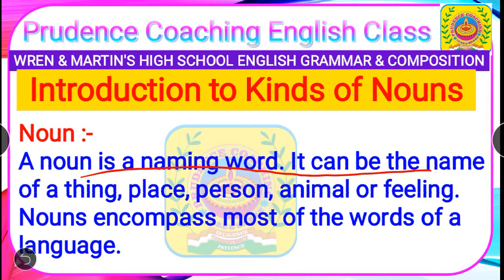A noun is a naming word. It can be the name of a thing, place, person, animal, or feeling. Nouns encompass most of the words of a language. So this is the definition of a noun. So students, right now we know what a noun is. Noun basically means a naming word. It can be the name of any person, place, animal, or feeling.